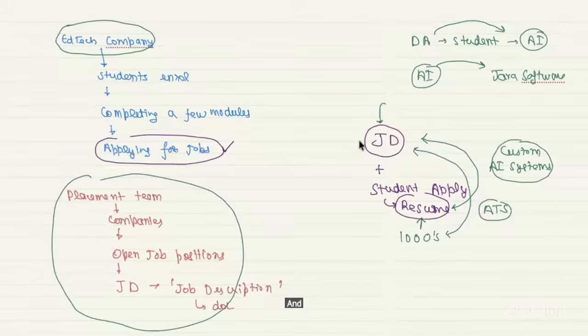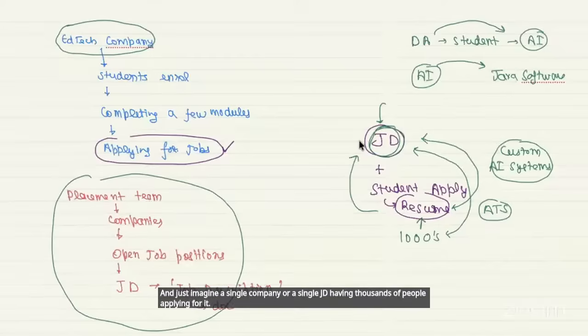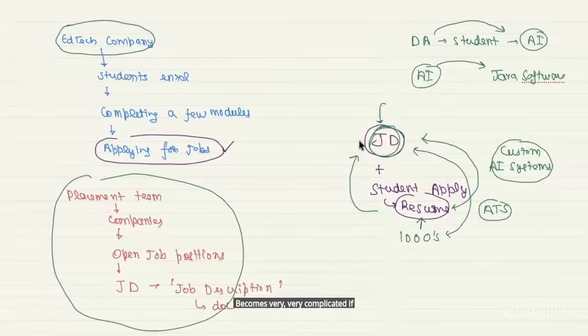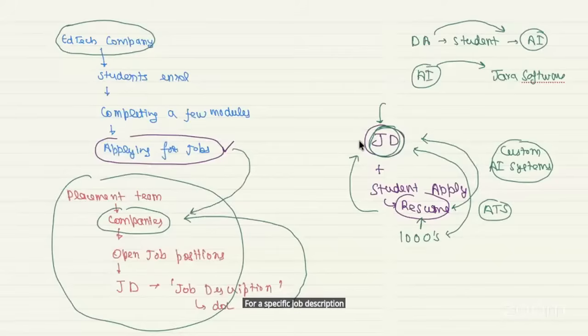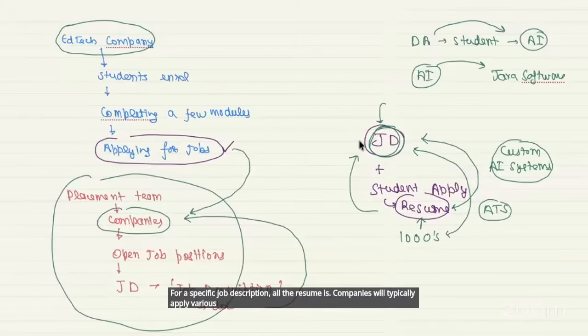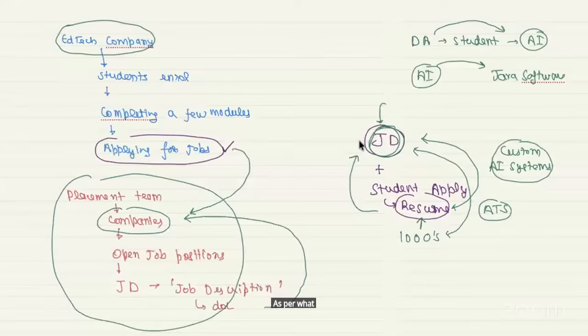And just imagine a single company or a single JD having thousands of people applying for it. It becomes very, very complicated if somebody has to manually review each and every single resume. All right. So there are multiple systems all the companies nowadays use. When Inomatics sends back all the resumes for a specific job description, companies will typically apply various AI approaches, custom AI approaches, which will ensure that they interview only the best of the best candidates, as per whether the candidate's resume is actually mapping to the JD, the job description, or not.